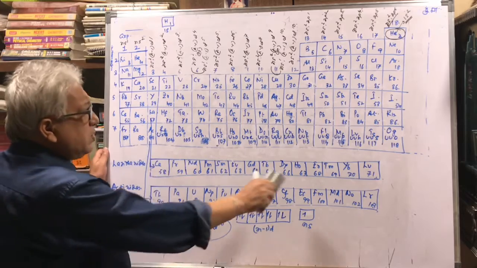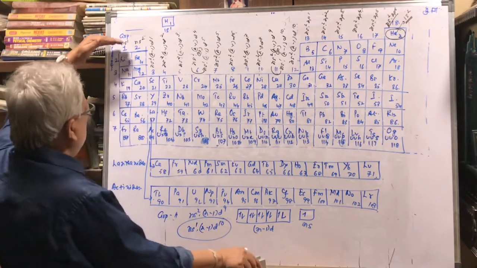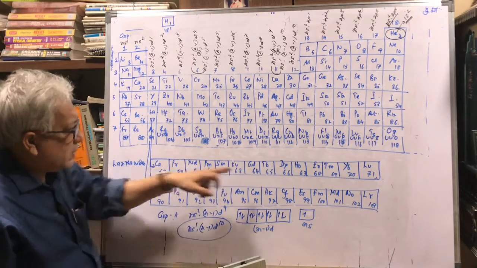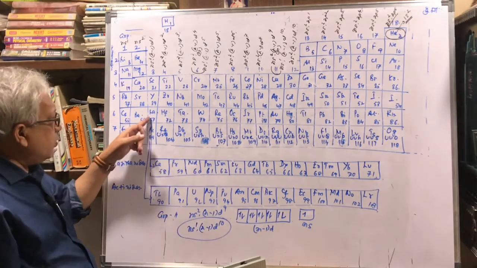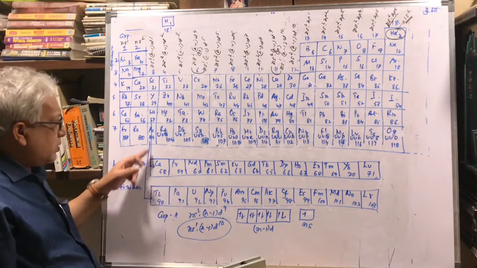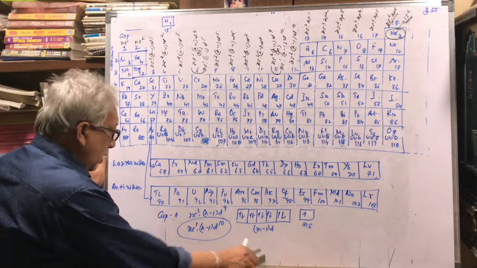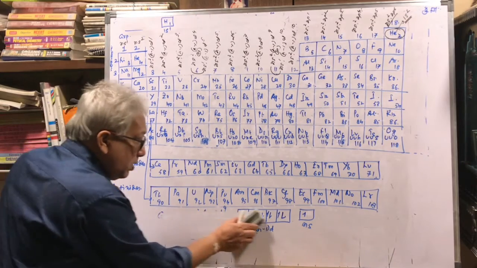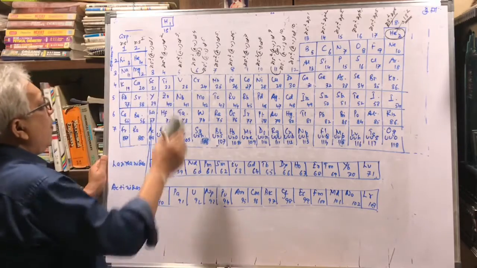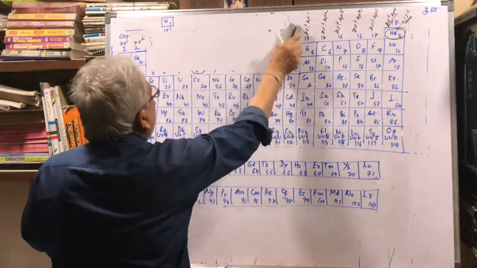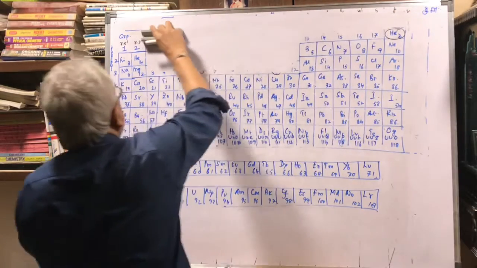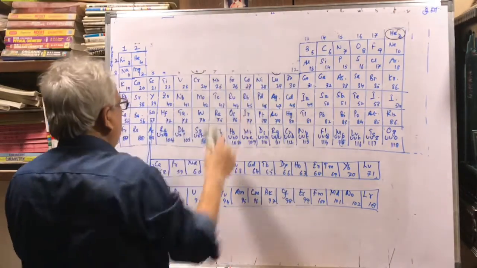Now these are called series. I have already told you these are called periods or series. This series is called the lanthanide series because they come after lanthanum, and this is called the actinide series because it comes after actinium. And to see how these series are made, I have to understand the electronic configuration. So I'll rub off here so that I can manage a little space and write the electronic configuration.